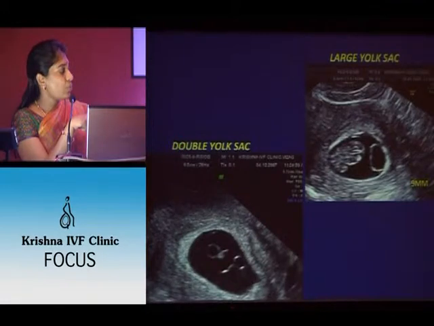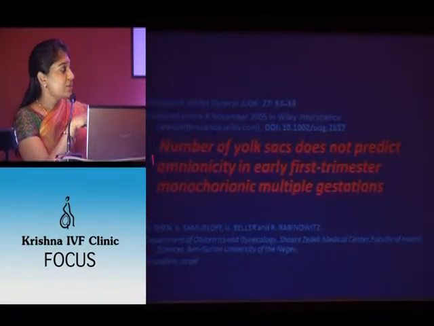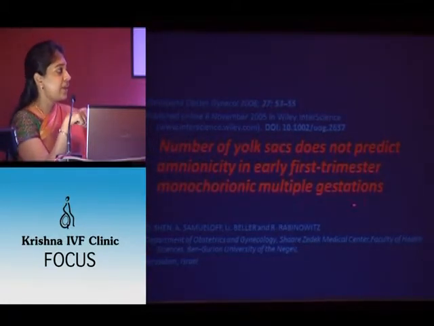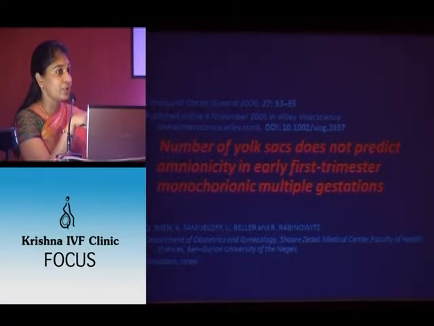Here you are seeing 1 sac, but 2 yolk sacs. And this is more than 6 millimeters. So the number of yolk sacs doesn't predict the amnionicity in early first trimester, especially in the monochorionic twins. So in monochorionic twins, you have to look further inside to again label the twins.